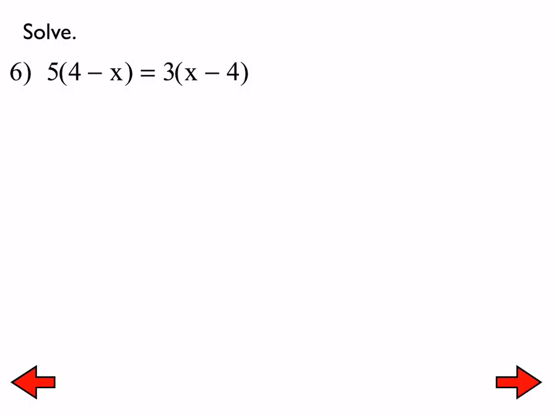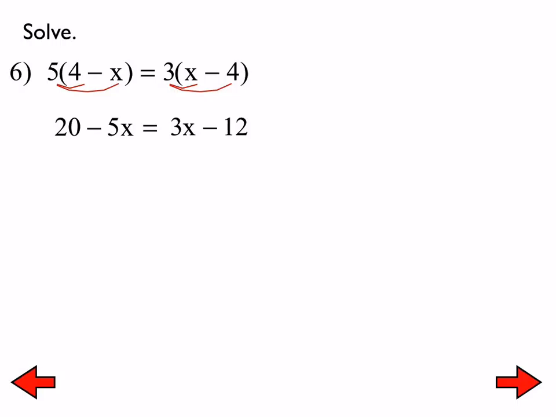Number 6 is still not hard, but now we have parentheses, and what is it telling us to do here? Distributive property. So go ahead and do that. 5 times 4 is 20, minus 5 times x, 5x, equals 3x minus 12. And then it just looks like what we've been doing. So would you like to subtract 3x or plus 5x?